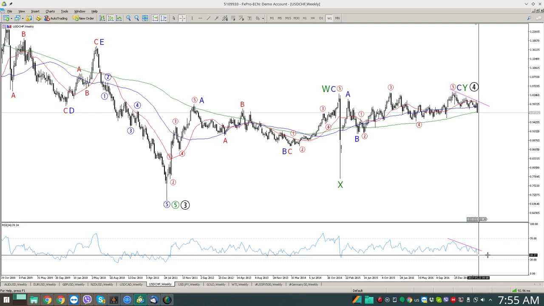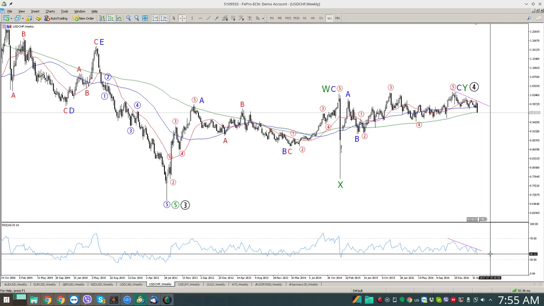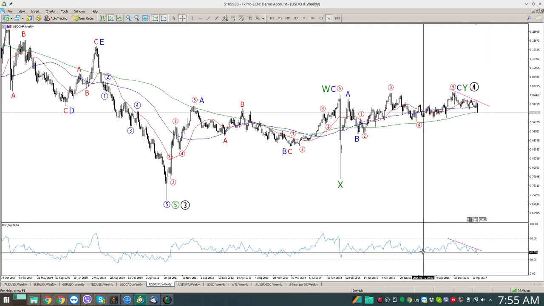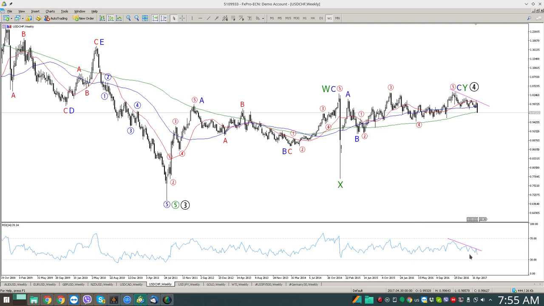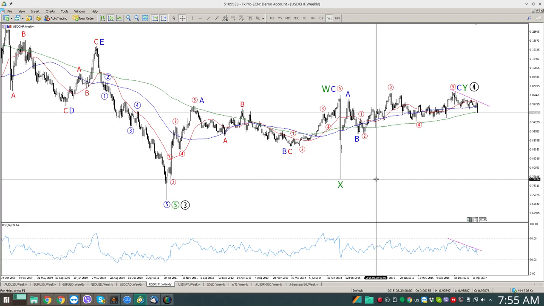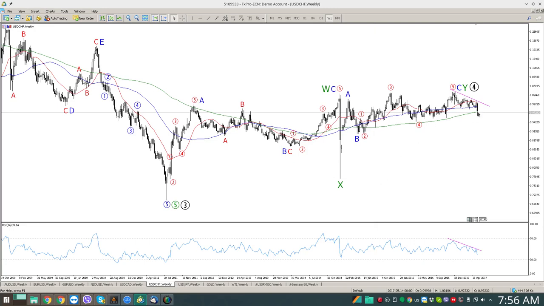which also broke below this level here, which was the lower bound since March 2016. This decline here is important because it opens the path towards this level, which, as you can see, is a huge decline ahead of us.